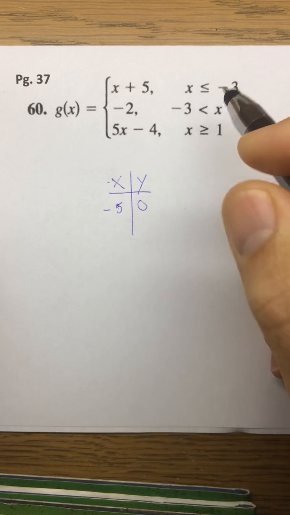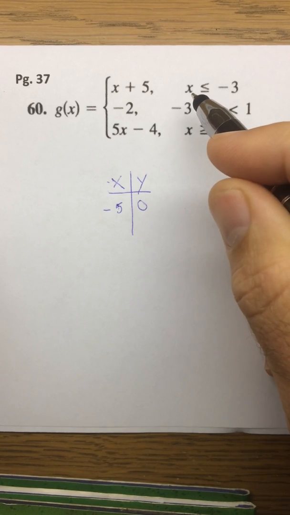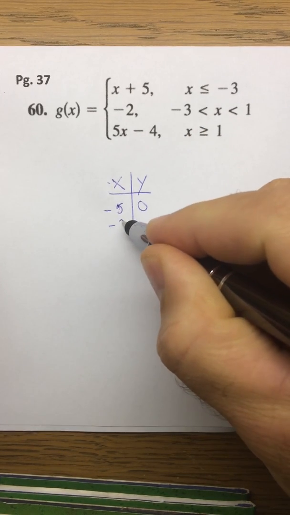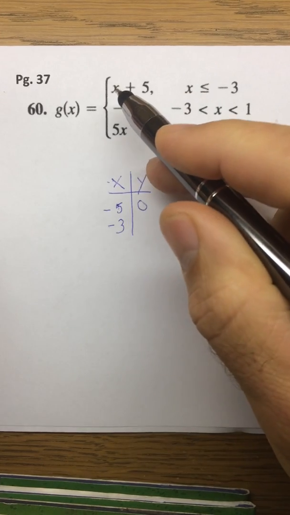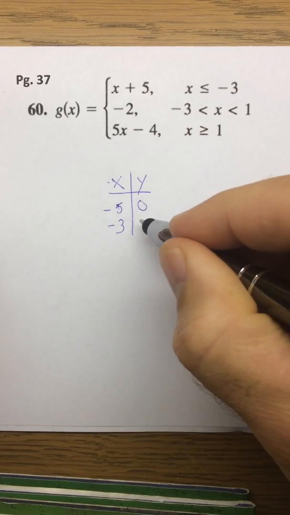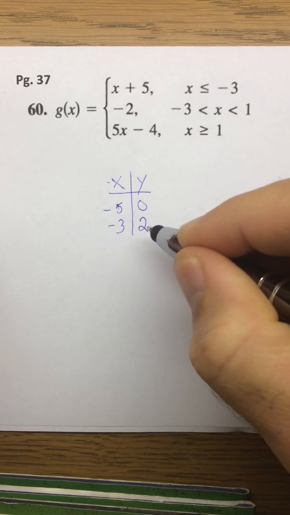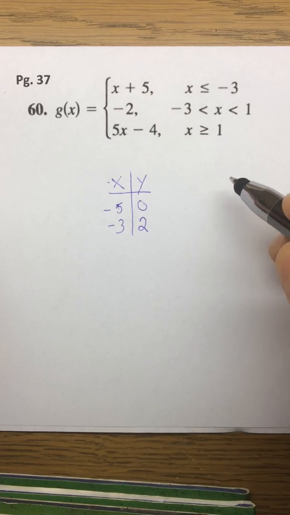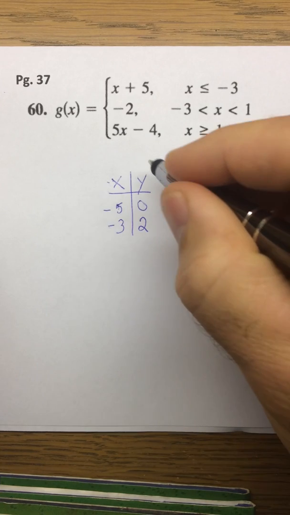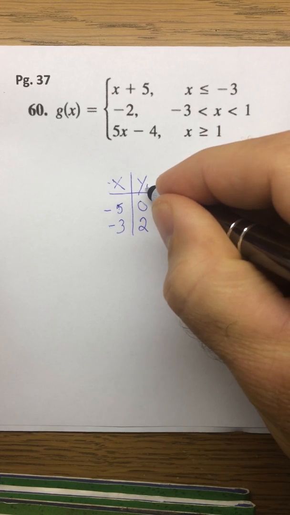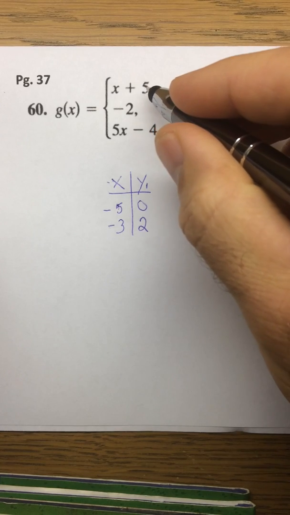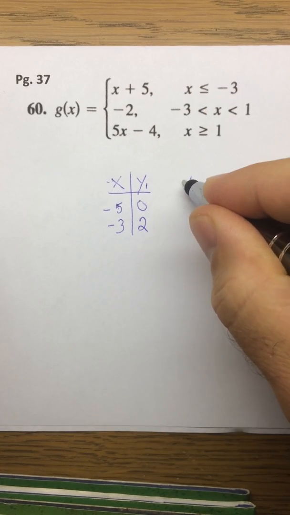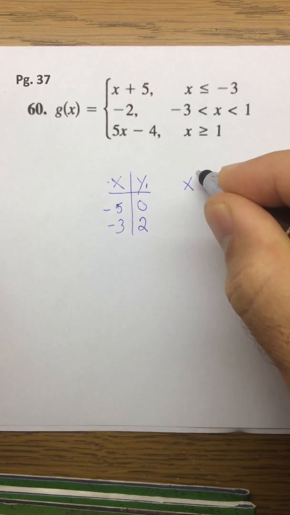And then I always want to put in the value that's at the end of the interval. So I definitely want to put in negative 3. Put negative 3 in here, negative 3 plus 5. Okay, well that gives me 2. And I only need 2 points because I know this is a linear function, so I can go ahead and graph that one. I'm going to go ahead and call this y1 just so I can keep track of, okay, that's my first function.